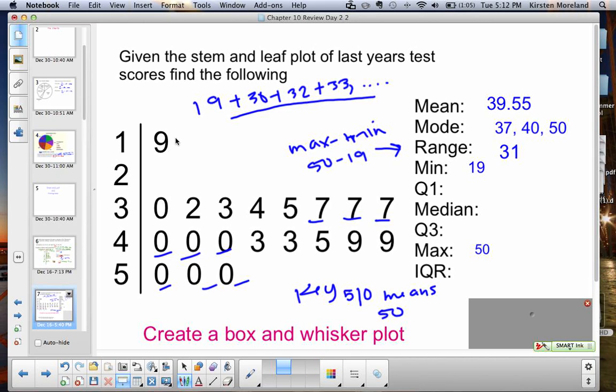First I'm going to calculate the median. The way I do that is I just cross out pairs. There's my first pair. There's my second pair. Third. Fourth. Fifth. Sixth. Seventh.